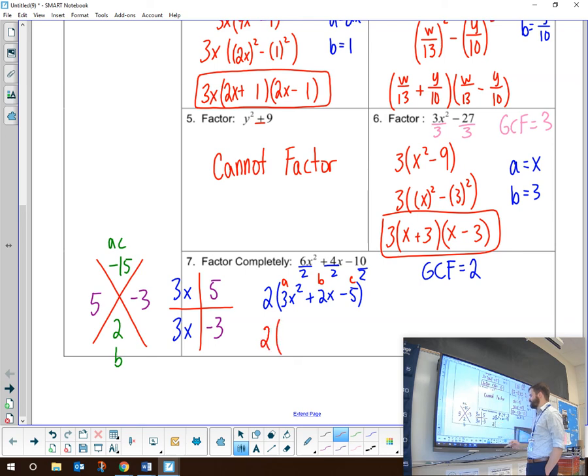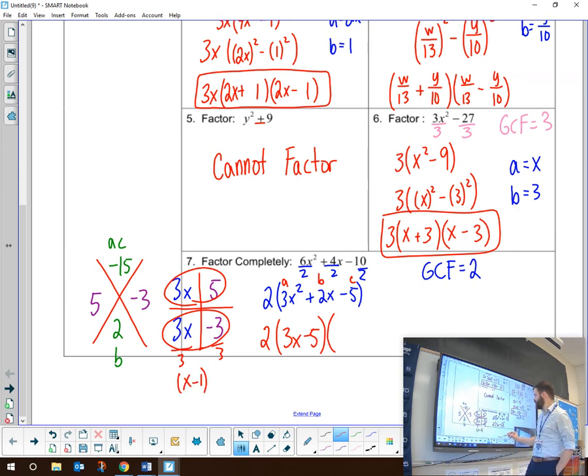We have a 2 out in front, that's my GCF, and my first factor is this one, 3x minus 5. And 3x minus 5 can't reduce at all, so we just leave it like that. My next one, 3x minus 3. Wait, this one can reduce. We could divide both of these by 3, right? And so that's going to make my new factor of x minus 1. So there are my factors. 2 times 3x minus 5 times x minus 1.